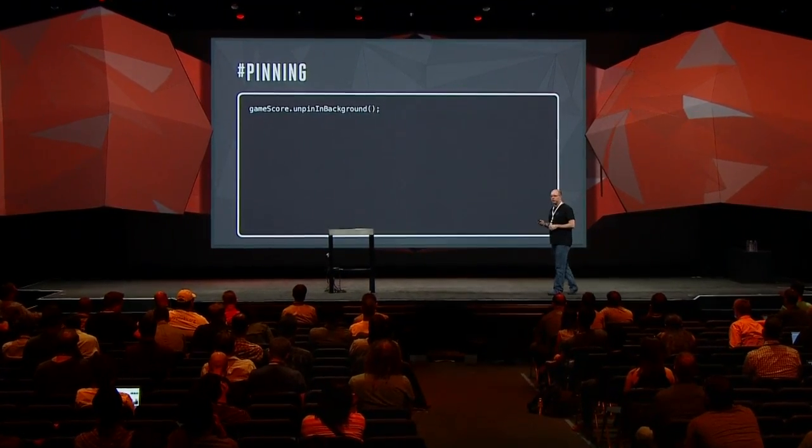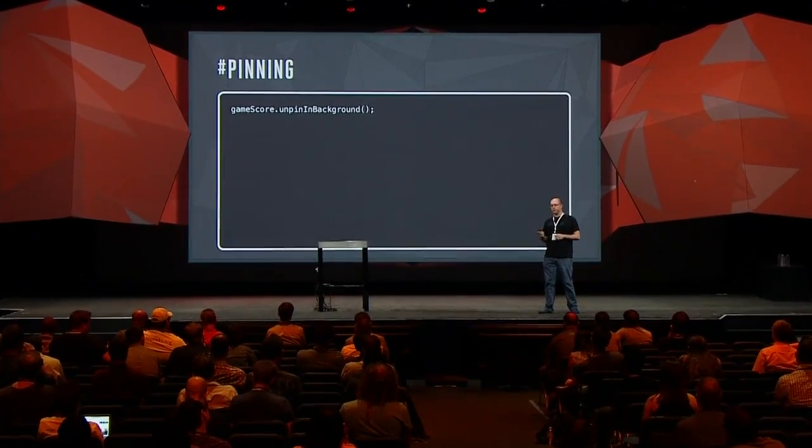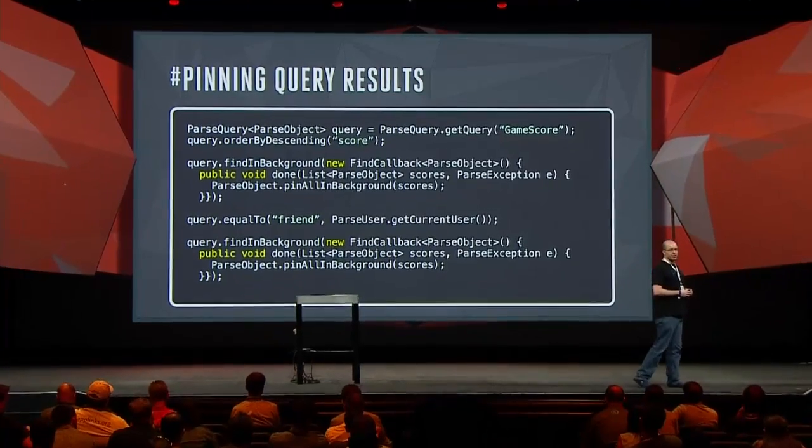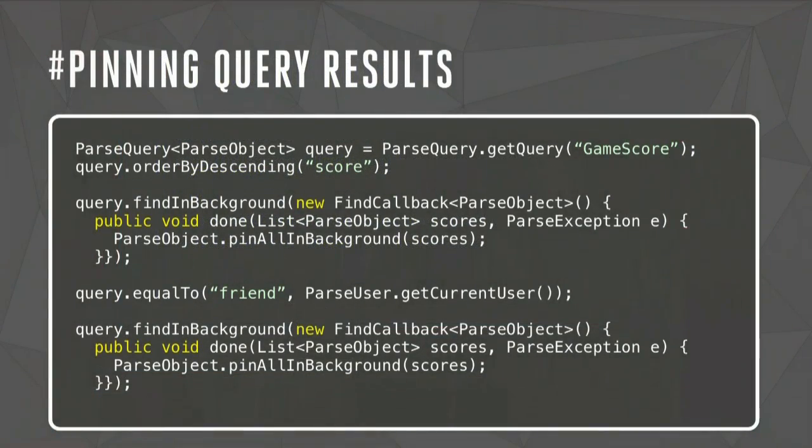I'd like to dig into a couple of very common use cases and how you would use it. And the first one is, how would I use the local data store in order to cache query results? So in this example, I'm creating two queries. These queries represent high scores that you would store in a game. So the first query says, I want to get all GameScore objects by descending score. That's like the global high score list. And then the second query, you'll see there's an equalTo friend with a particular current user. And that says, I want to see just the high scores for my friends.